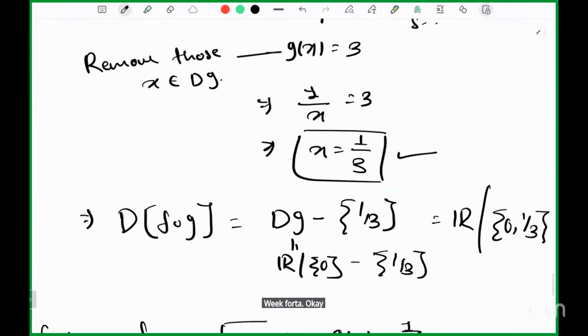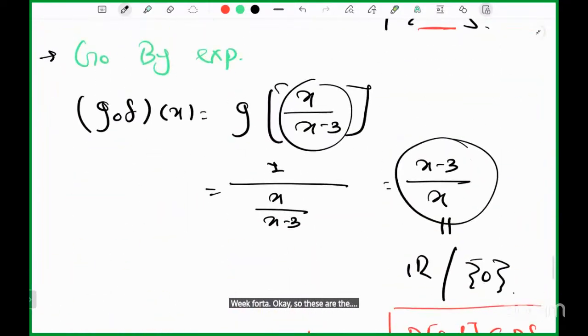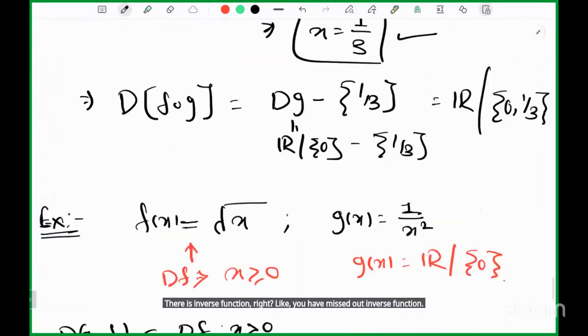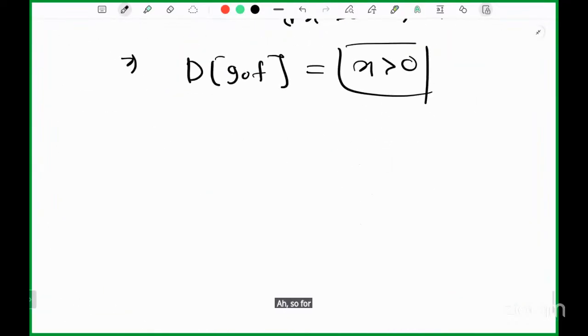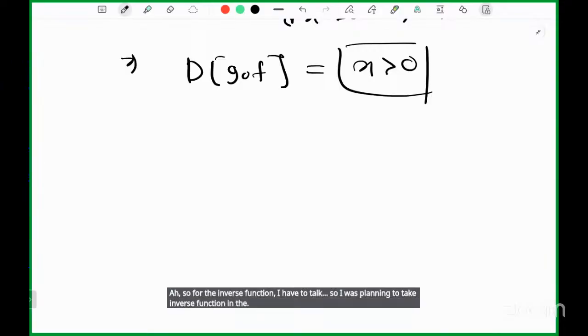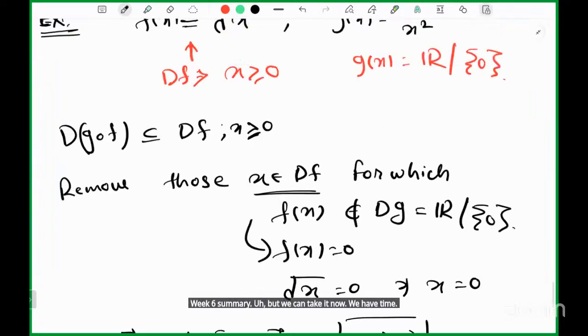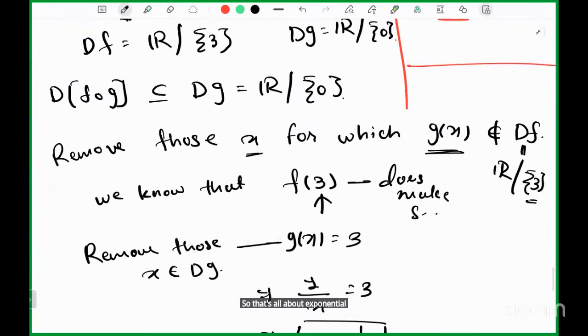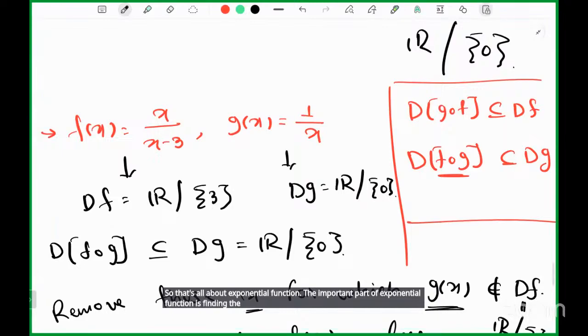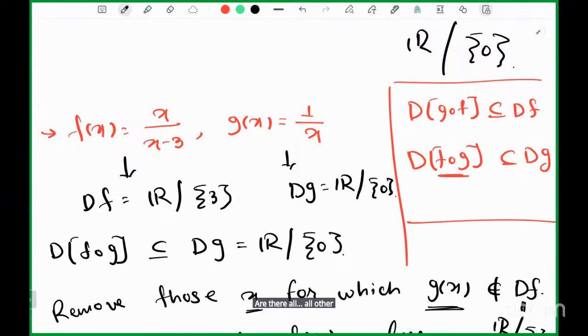Okay, so there is the inverse function, right? Like you missed out the inverse function, so I have to talk about it. I was planning to take the inverse function in the week 6 summary, but we can take it now. We have time. So that's all about the exponential function. The important part of the exponential function is finding the domain only. All other things are very standard. Composition function.